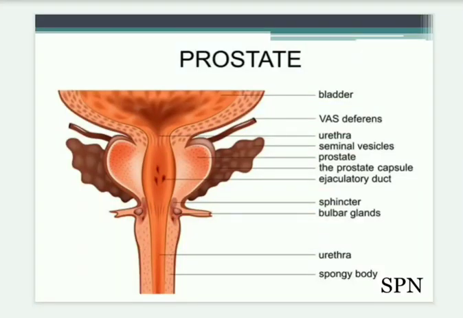Today we learn about the prostate gland, and this is a diagram. You can see some of the naming of the prostate: the bladder, vas deferens, urethra, seminal vesicles, prostate and its capsule, ejaculatory duct, sphincters, bulbourethral glands, urethra, and spongy body. These are the features of the prostate.